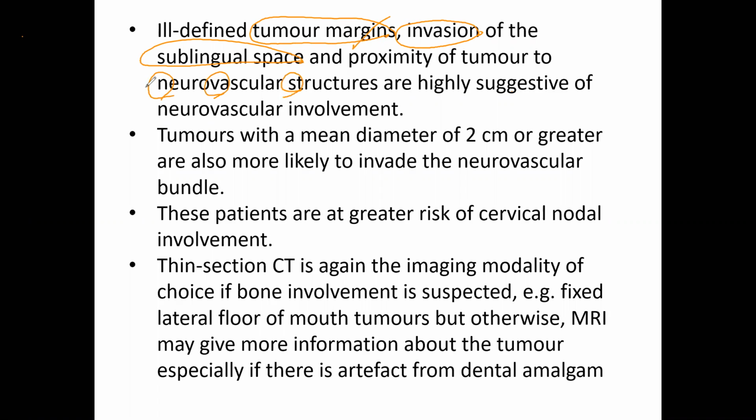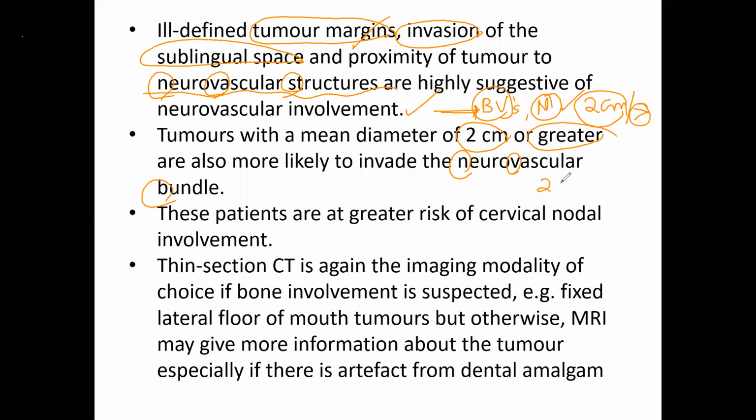Neurovascular spread is the rapidest spread you can have, suggestive of neurovascular involvement. Whether blood vessels or nerves are involved is very important as far as this understanding is concerned. A tumor with a mean diameter of 2 centimeters or greater is likely to invade the neurovascular bundle.